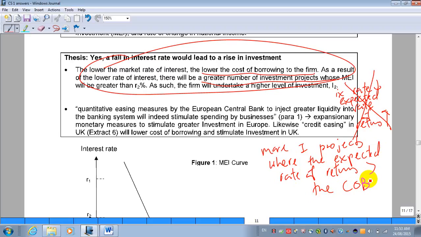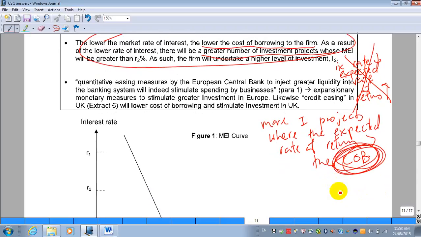It just means that there will be more investment projects where the expected rate of returns is greater than the cost of borrowing, because when the interest rate falls, it does not affect the expected rate of returns. It only affects the cost of borrowing. It makes it lower, that's all. And therefore, there'll be more investment projects that will be profitable.